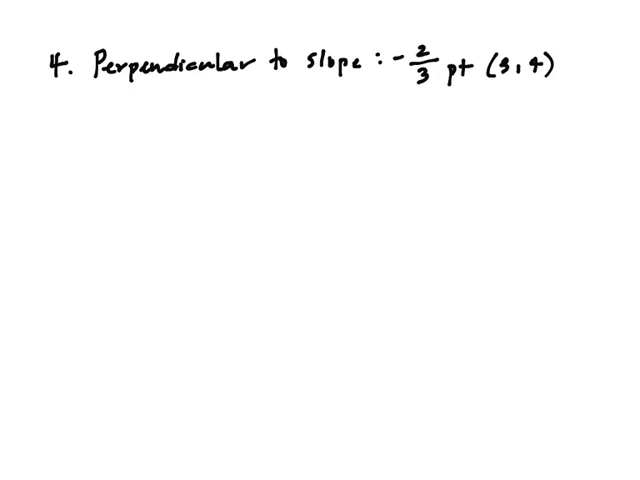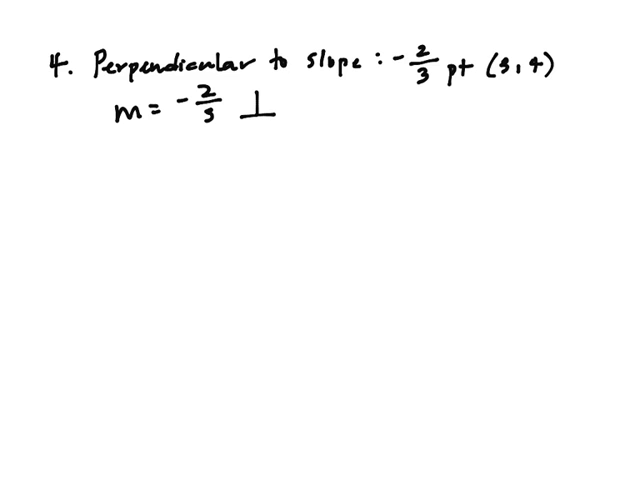Okay, so I'm going to work on the guided practice number 4 problem from lesson 1.4. Number 4 asks you to find the equation of a line that is perpendicular to a line with slope negative 2/3, and it goes through the point (3, 4).